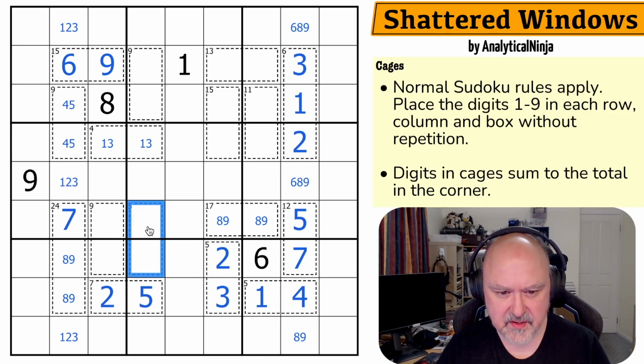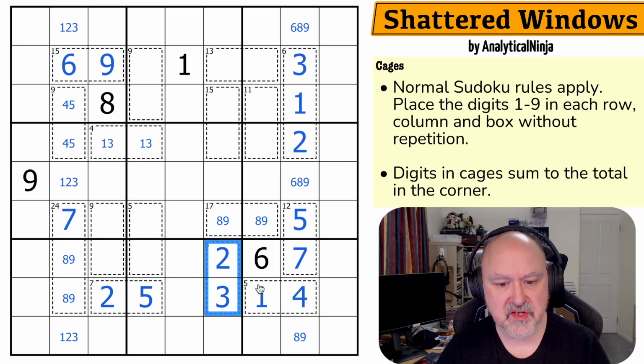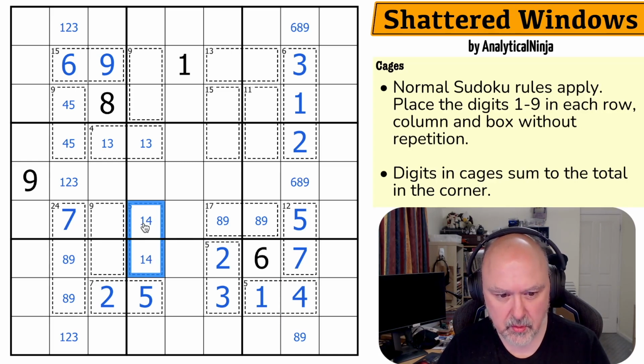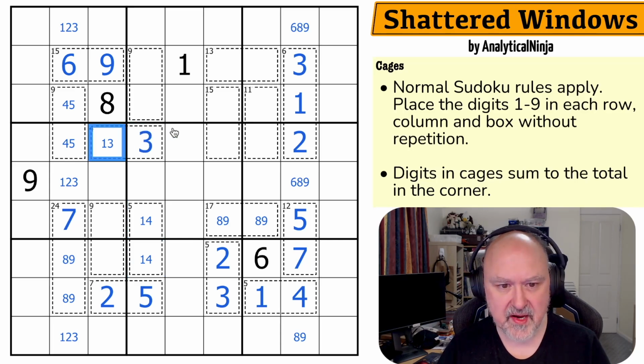Now, if this was 2, 3, this can't be 2, 3 anymore. There are only two ways of making a 5 cage, 1, 4 and 2, 3, and that cell can be neither 2 nor 3. So this is 1, 4. And the 1, 4 looks like making that the 3 and that the 1.